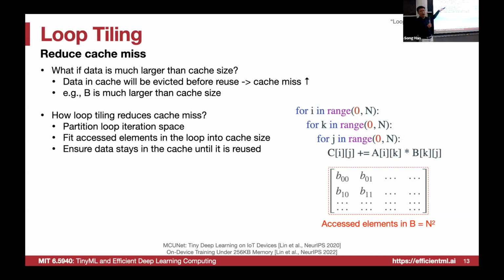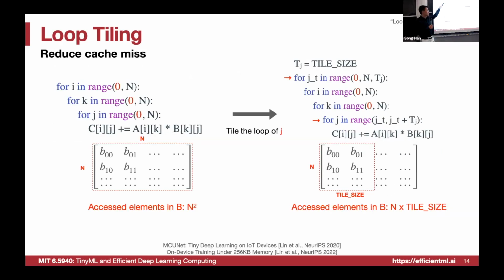Then we can do loop tiling, which can partition the loop iteration space. Rather than looping from 0 to n, we can have a subspace each time, and each subspace can fit in the cache. We ensure the data stays in the cache until it is fully reused. So let's see, how do we do that? This is the conventional way, i j k, and the footprint is n squared.